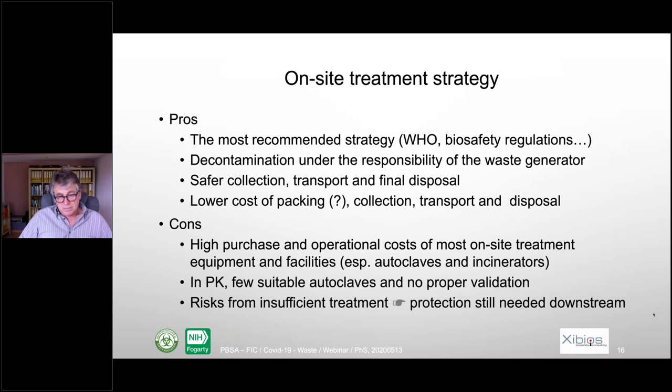And then the main disadvantage is that if the treatment is not well done and not reliable, in that case, we still need to have some protection for the downstream process. So that means that if we are not totally sure that the on-site treatment strategy works, in that case, we still need to take precautions.